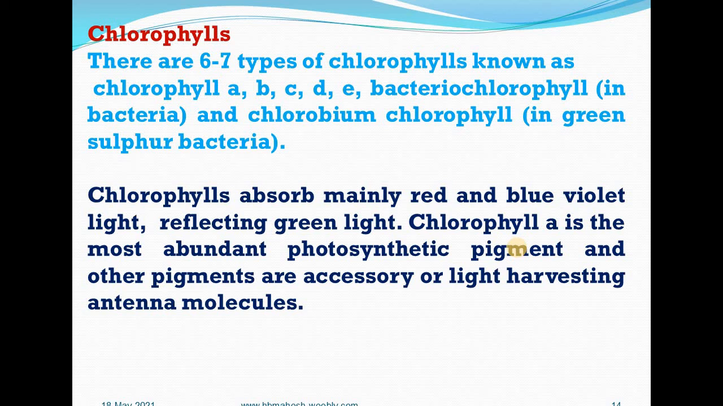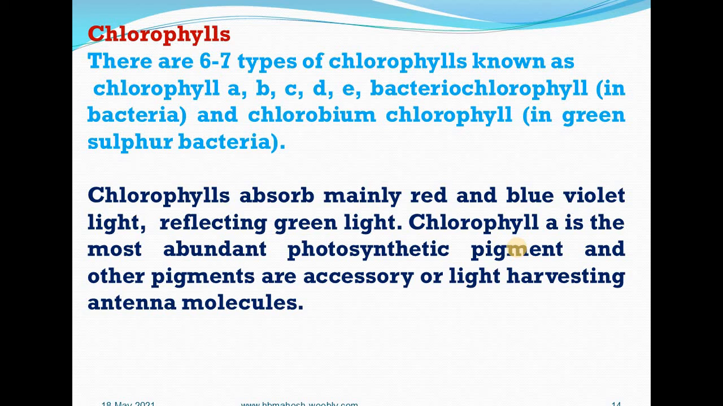In case of chlorophylls, as I told you in the previous slide, there are 6 to 7 types of chlorophylls known as chlorophyll A, B, C, D, E, bacteriochlorophyll in case of bacteria, and chlorobium chlorophyll in case of sulfur bacteria. These chlorophylls absorb mainly red and blue-violet light, reflecting green light.